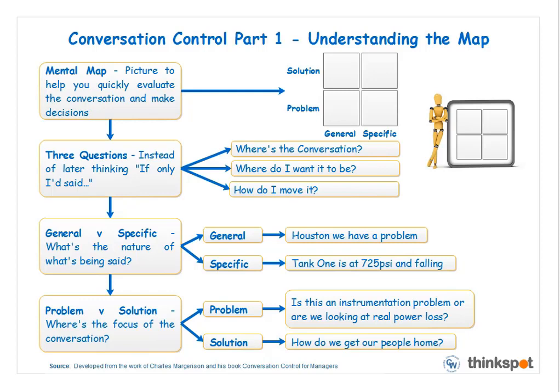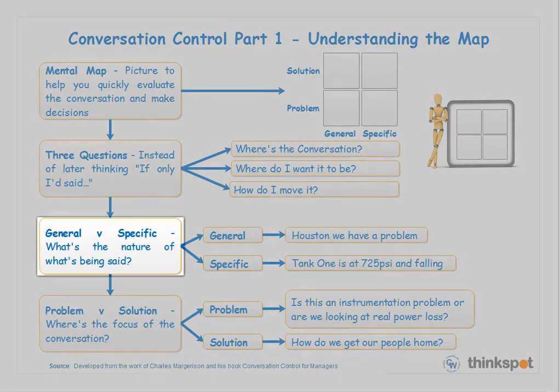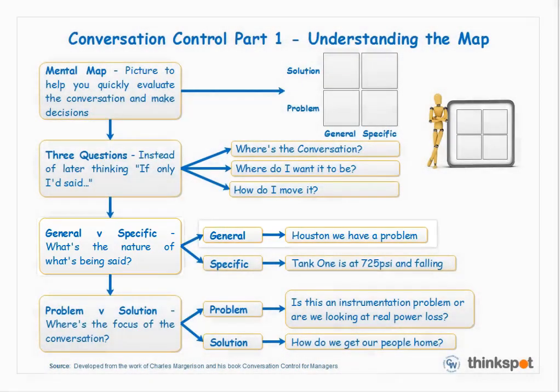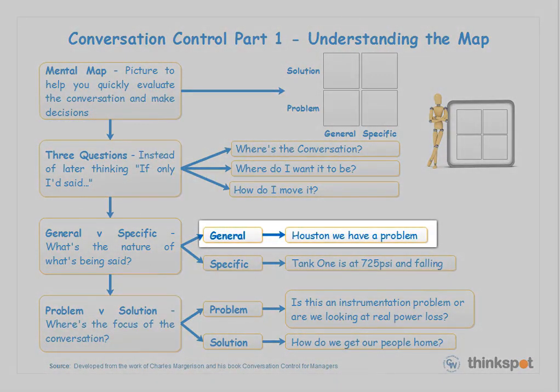The map is a way of placing where contributions to the conversations are coming from, because this determines what stage of the process the conversation is at and helps you think what to say or do next. So, the first axis is general versus specific. I've used the famous line from Apollo 13 as an example. "Houston, we have a problem."